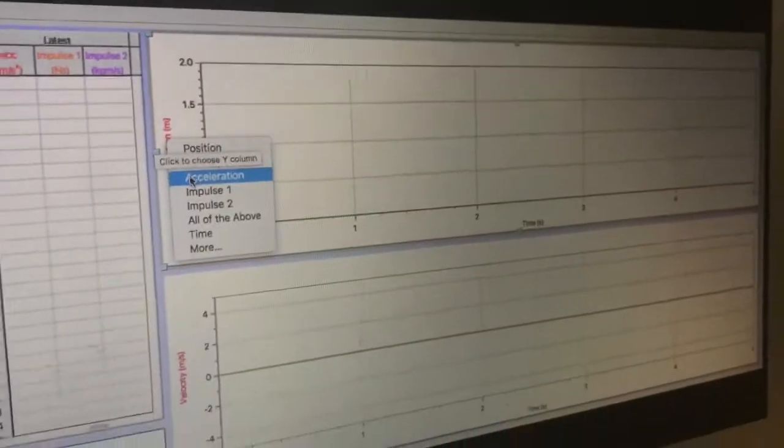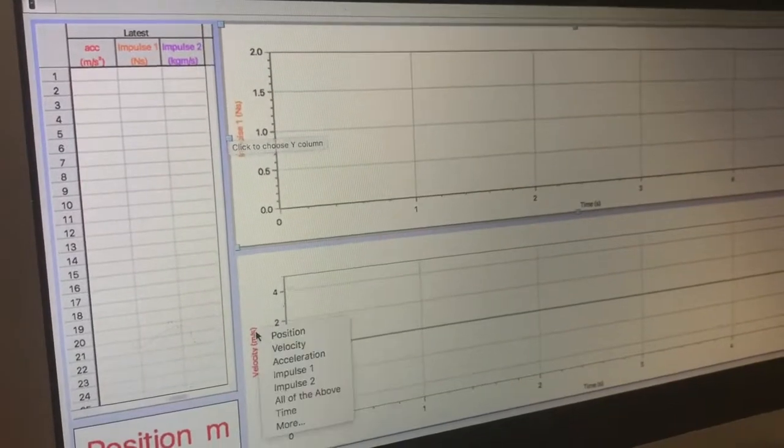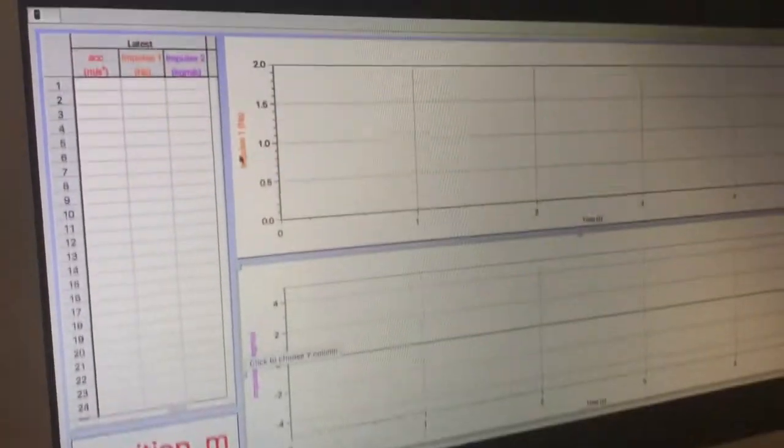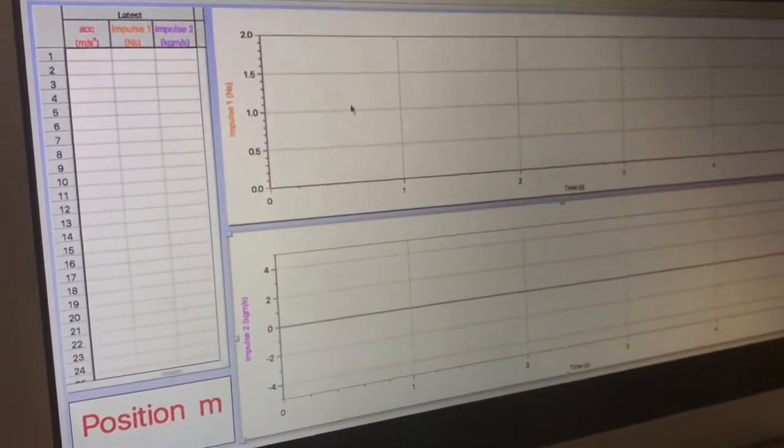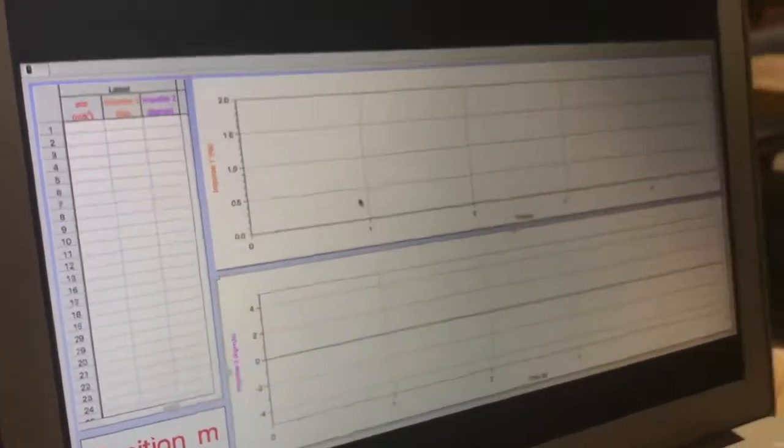And now we're going to want to make these graphs, one for Impulse 1 and one for Impulse 2. And now we have this, and we will start moving the carts.